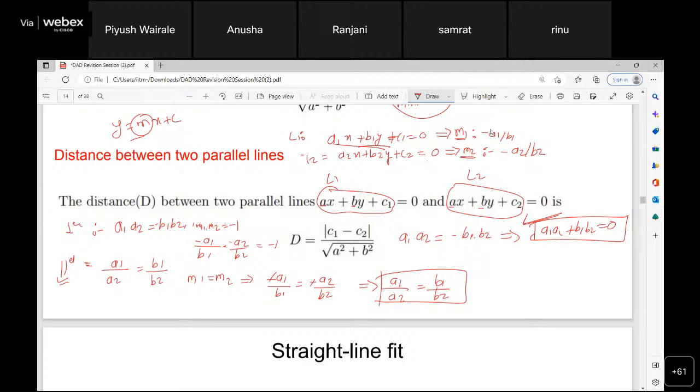Okay. Now how to find the distance between two parallel lines? So these are the two parallel lines. This is the formula, a simple formula you can remember: mod of c1 minus c2 under root of a square plus b square, right? This formula is only applicable when a and b are the same. So what if I have an equation like this? I hope you understand how it came, right?